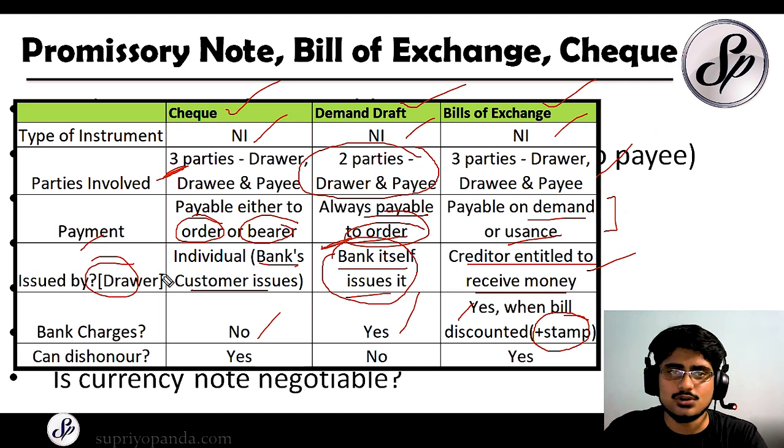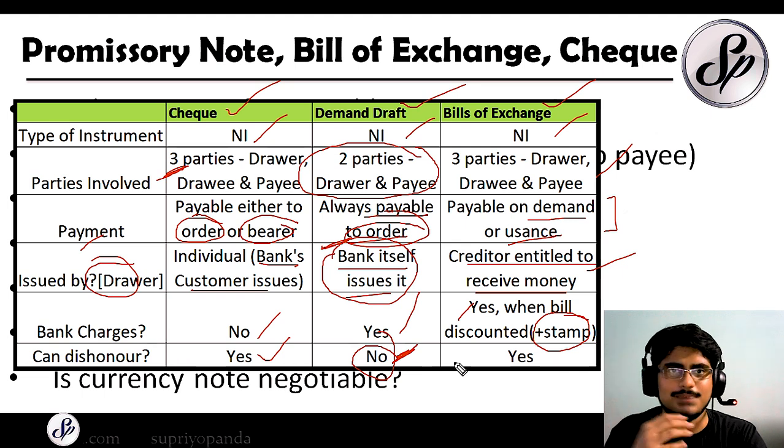And can I dishonor a check? Yes, of course. I can say that I do not have funds, and there can be many different ways by which the check can be dishonored, but a demand draft can never be dishonored, as we talked. So it is the safest instrument. And the bills of exchange, yes, of course, it can be dishonored as well when the person who is actually the buyer says that I cannot pay you, I do not have the money. So in that way it can be dishonored.